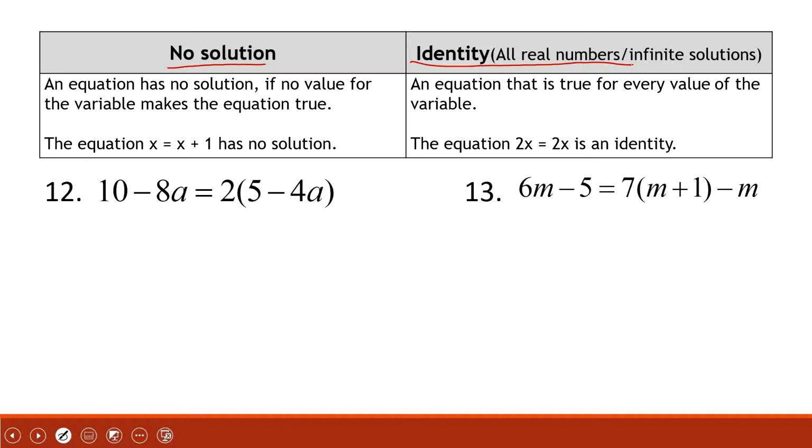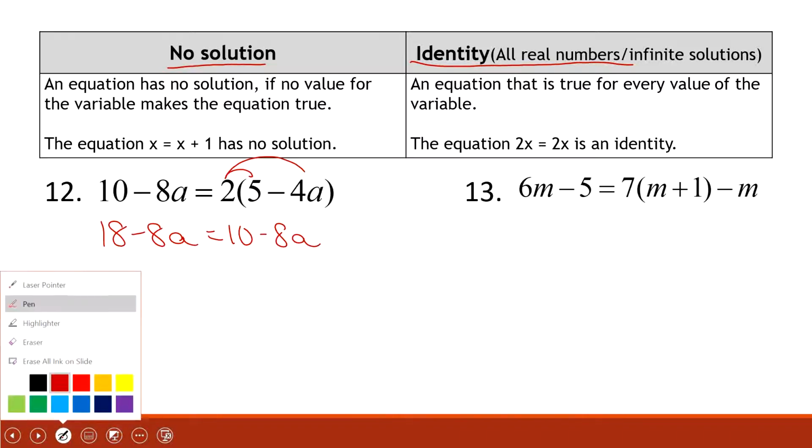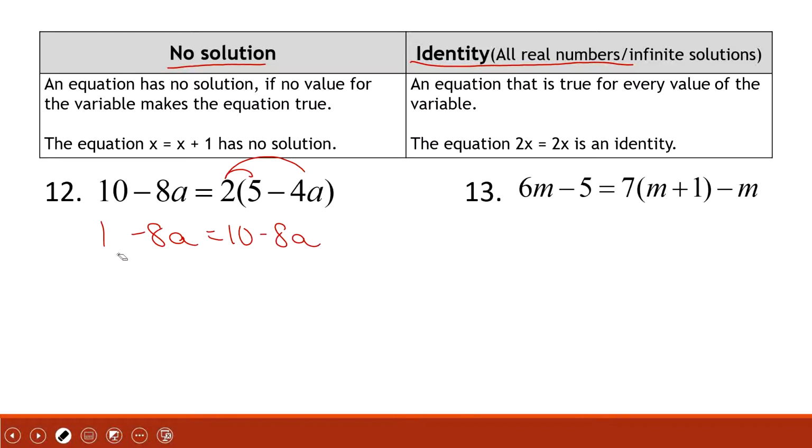So our examples here, we have two examples. Trying to figure out, is it a no solution, a one solution, or an identity? The only way you can really do it is you have to solve the problems out. So we're going to distribute our 2. That's our first step in our solution. So I end up with 10 minus 8a equals 10 minus 8a. That should be 10, not an 18 for that first term. Sorry about that.